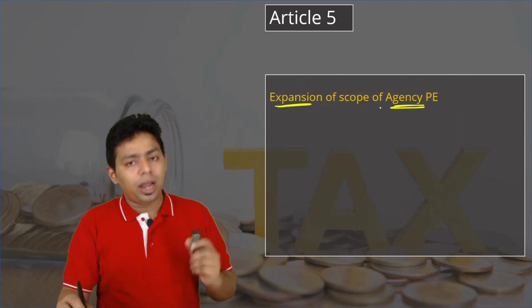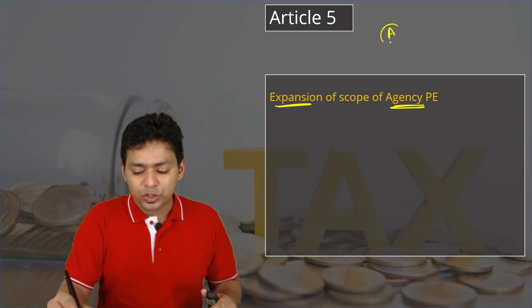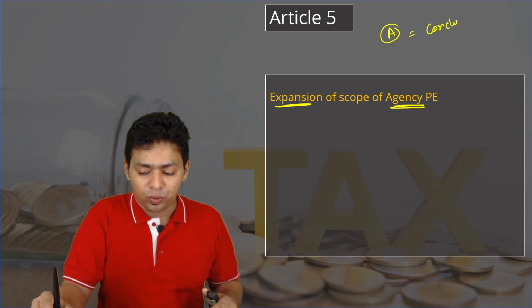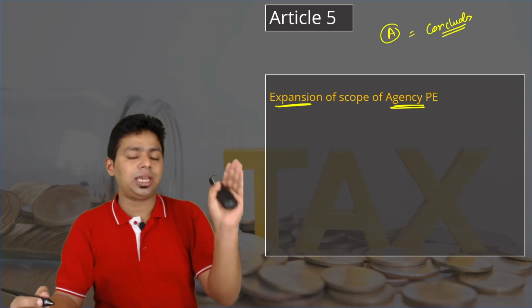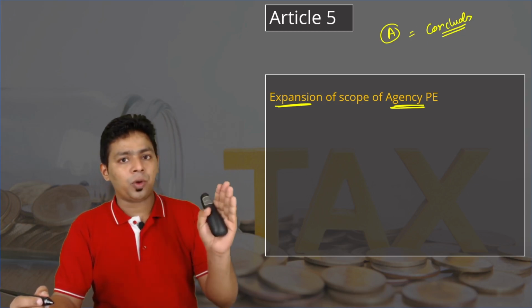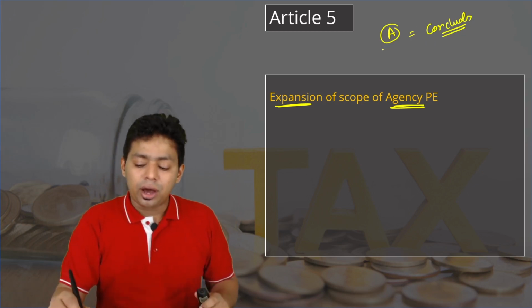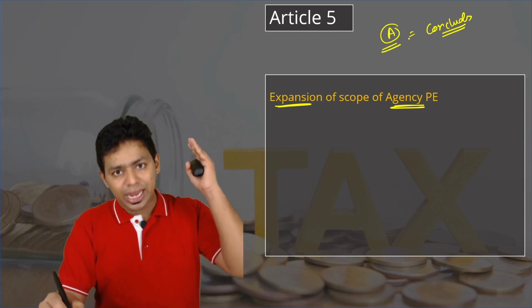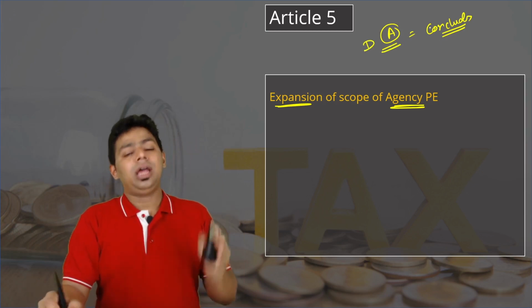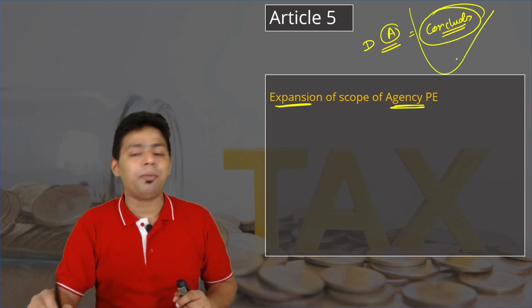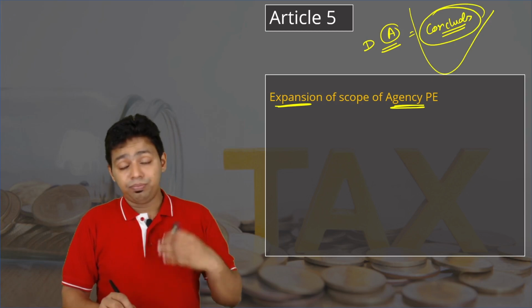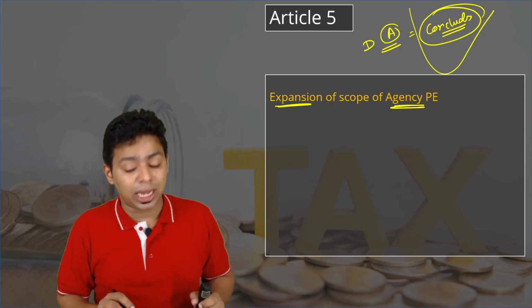So, expansion of scope of agency. Now you know that earlier, before amendment, what used to happen? Only if your agent concludes the contract for you. Please understand, we have discussed this whole understanding of agency in section 9.1, taxation of non-resident, but let us revise that. Earlier, if your agent is a dependent agent and he is concluding the contract for you, then only India is to have a permanent establishment. So how have non-resident people evaded the taxes?